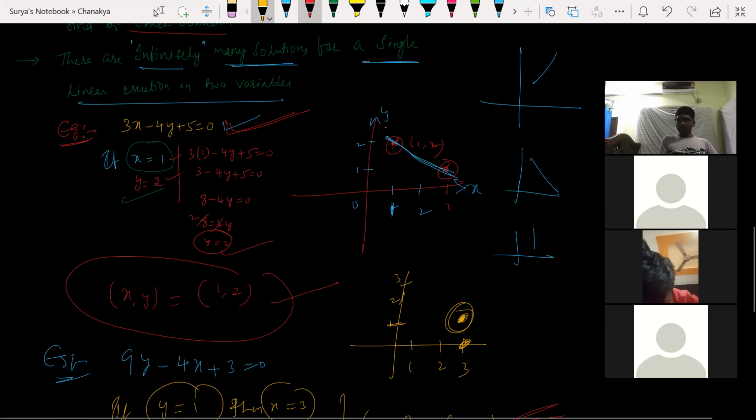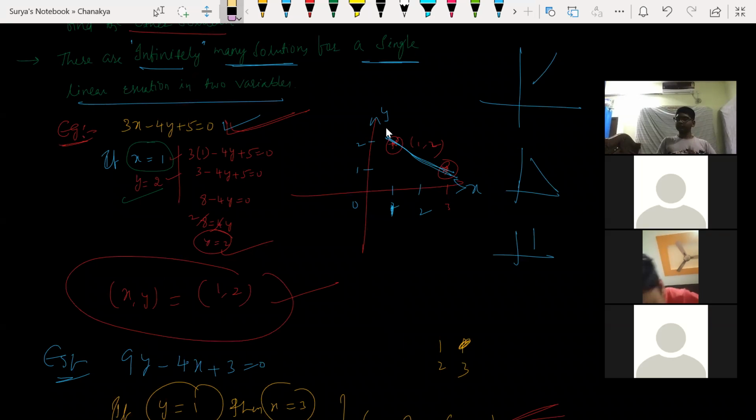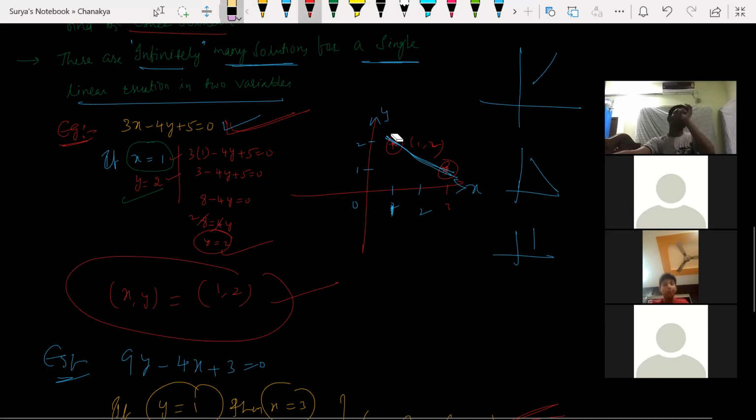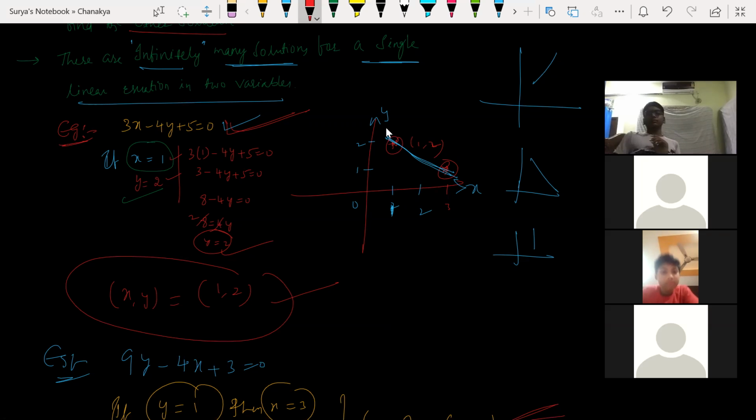So you were drawing the line, right? I am drawing the line in the sense that I'm joining the solutions. I got 3, 1 here, right? So this is my 1, 2 point. This is the 3, 1 point. I'm just joining these 2 points. This is the basic way to represent linear equation solutions on the graph, on the coordinate axis. Understood, guys?